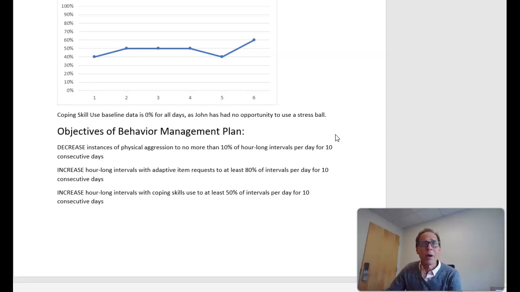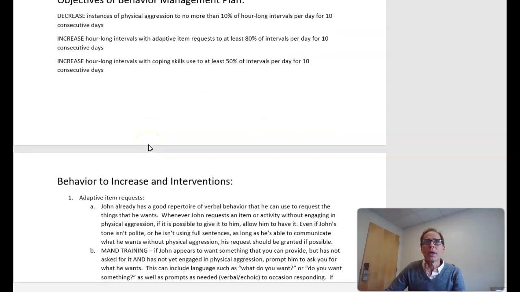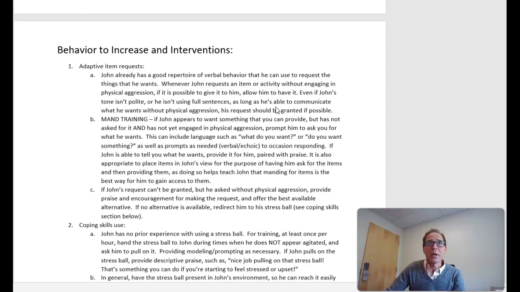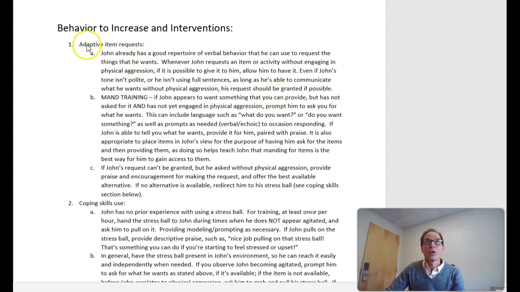We want to be careful that we don't put in objectives that aren't going to map onto our ability to take data and be able to report on those objectives. So after our objectives, moving into behaviors to increase and interventions, and here we're going to list what those behaviors are. We've talked about them already. For John, it's adaptive item requests and coping skills use, but then we're going to specifically list out all the things that we're going to do to help increase those behaviors, which can include lots of different things.